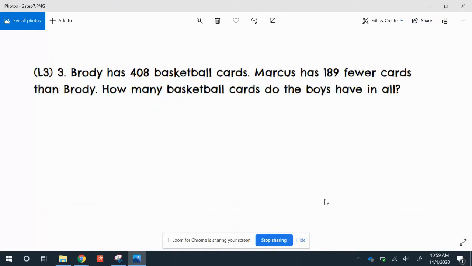All right, let's take a look at another two-step word problem. First, let's read the math problem. Brody has 408 basketball cards. Marcus has 189 fewer cards than Brody. How many basketball cards do the boys have in all?